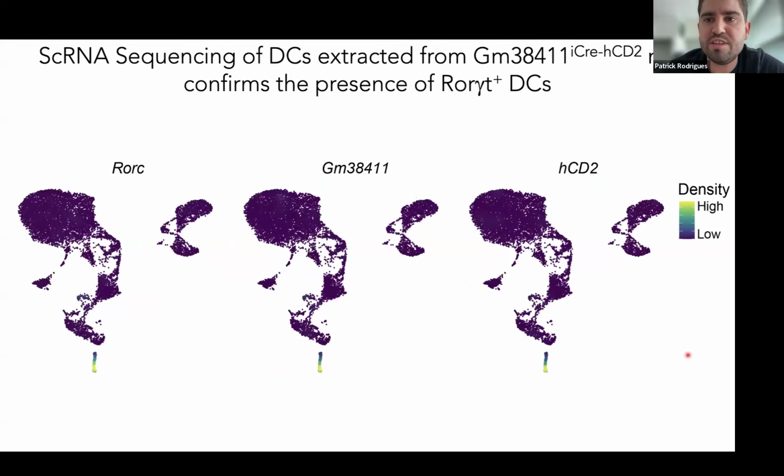To show that our reporter is actually reporting the same way as, for example, the RORC reporter, we also highlighted the expression levels of RORC and compared them to the expression level of GM38411 or our human CD2 reporter. And you can clearly see that it's always within our RORC DC cluster here where we have this expression.